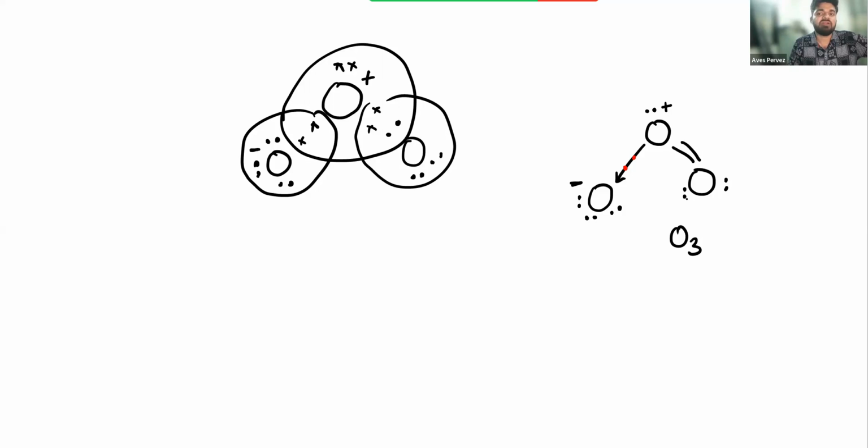So what is the purpose of this? If the central atom does not have its own electrons, or if it makes a coordinate bond, then there is an expansion of the octet rule. So the central atom gives its lone pair to the other atoms so that it can make a bond. This type of bond is called a coordinate bond.